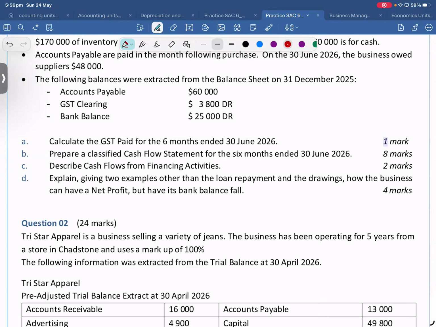Make sense? Yeah. All right. Now, can you tell me the answer for part D? Look at the question. If you want, I'll show you the question answer.